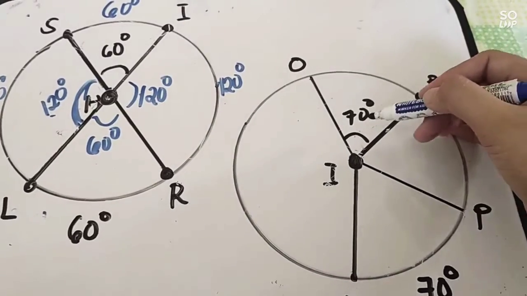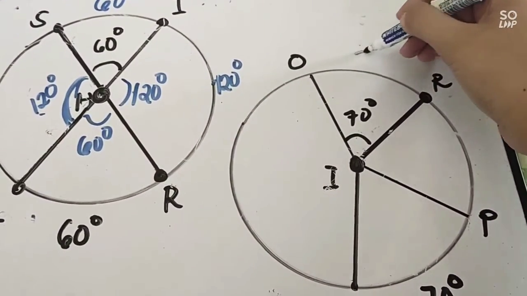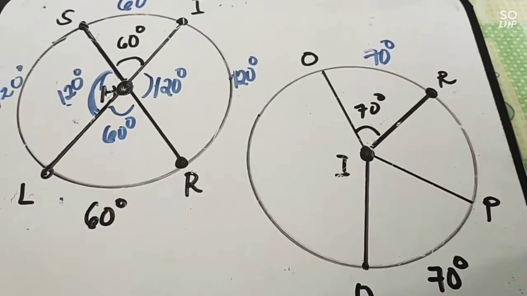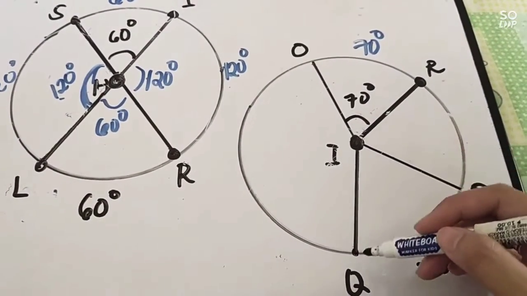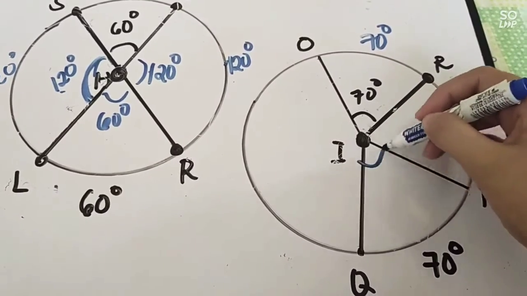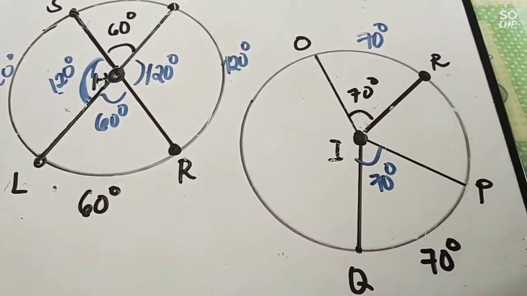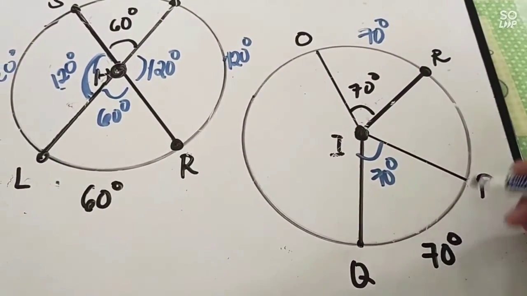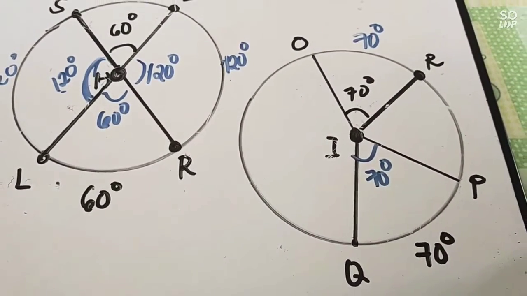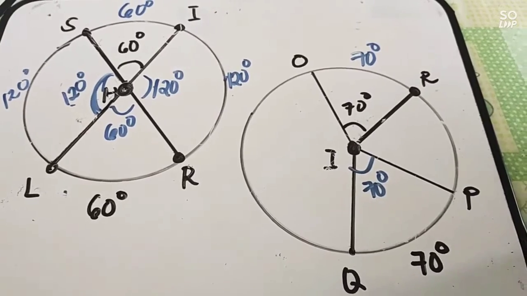So, since this one is 70 degrees, therefore, OR is also 70 degrees. And then, RQP is 70, therefore, angle QIP, this one is also 70 degrees. So, ang tinatawag nating congruent arcs here is si OR at saka si QP. Okay? That is congruent arcs.